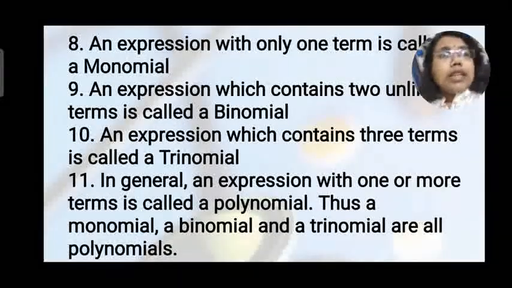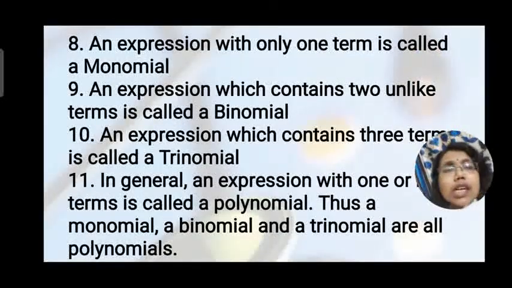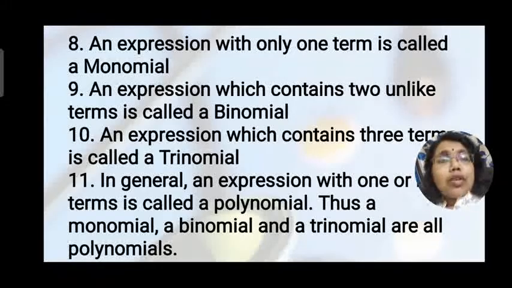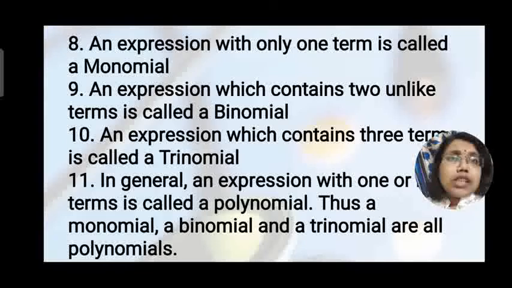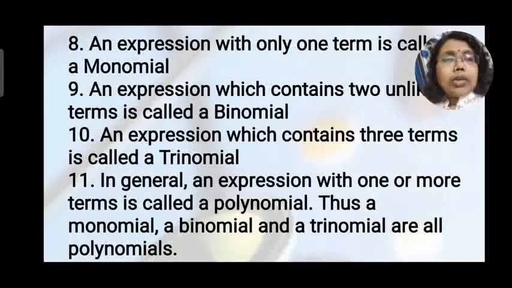Now, an algebraic expression with one term is called a monomial. Whenever there is only one term, that means there is no plus or minus sign in between. An algebraic expression which contains two unlike terms is called a binomial. That means there is either a plus or a minus sign in between two terms. An expression which contains three terms, that means there have to be two signs, plus or minus, it can be anything.